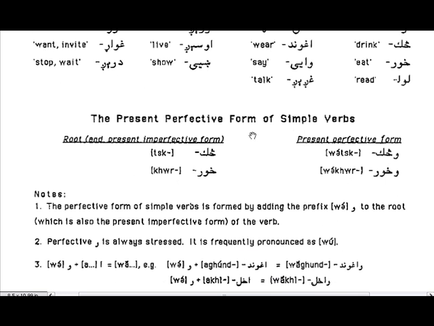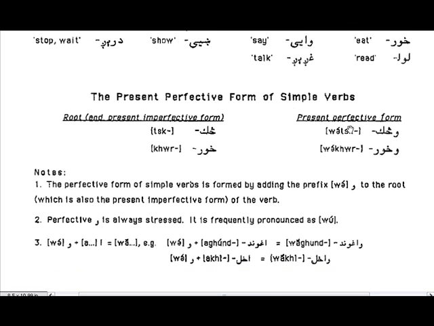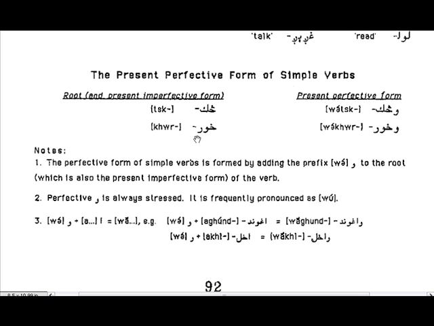The present perfective form of simple verbs. Root in present imperfective form: Sik. Witsk. Khor, or khwar. Wukhor means to eat.